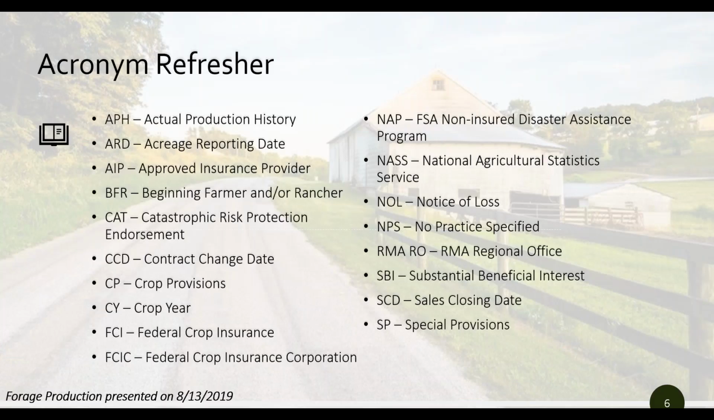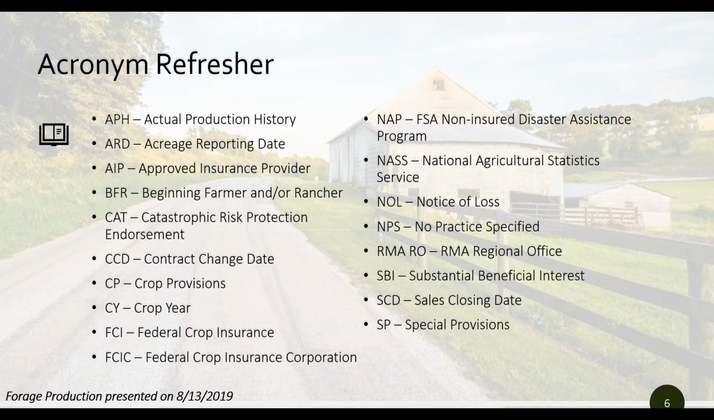A few of the acronyms. Every industry has its set of acronyms, and crop insurance is no different. The first one on the list is the actual production history. The forage production plan utilizes your actual production history, so you'll see that acronym APH throughout this presentation and many of the other presentations on the Crop Insurance in America website. Acreage reporting date is very vital. That's the date that you report all your acres, insurable and uninsurable, to your approved insurance provider. That's the AIP.